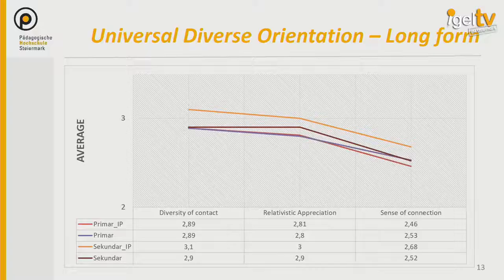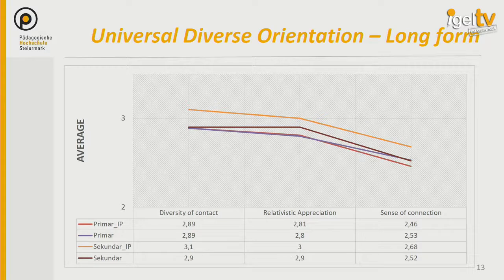Then, if you look at this scale, not really. So we see Primary IP is for students in primary education with the focus, and I'm not talking about the very left scale, with a focus on inclusive education, or primary with a different focus. And then Secondary IP is students for secondary education with the focus on inclusive education versus secondary education with another focus. And if you look at the lines, there's not really much difference.